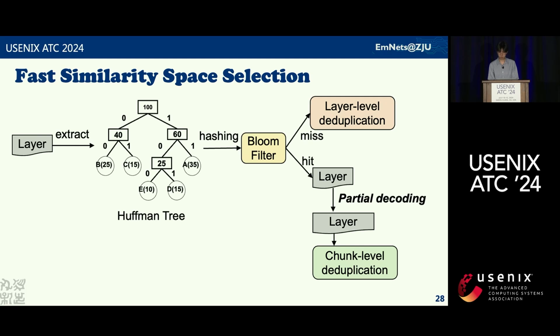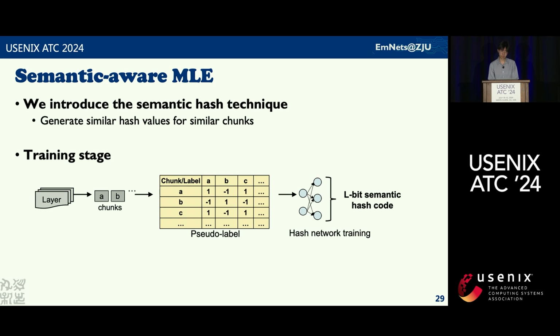To address this challenge, we employ the Bloom filter, a compact bit vector structure representing element sets. If the Bloom filter is hit, the layer needs to be partially decoded and chunk-level deduplication is performed. Otherwise, it is only layer-level deduplication. So the above similarity space selection is the preprocessing of deduplication. We now describe our novel semantic MLE approach for encrypted Docker deduplication. To capture the inherent semantic similarities between Docker layers, we introduce semantic hashing into MLE.